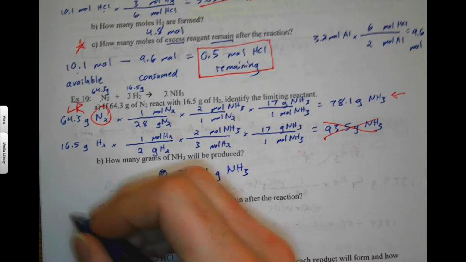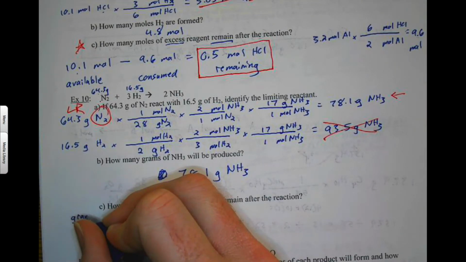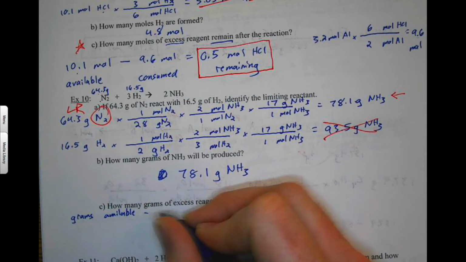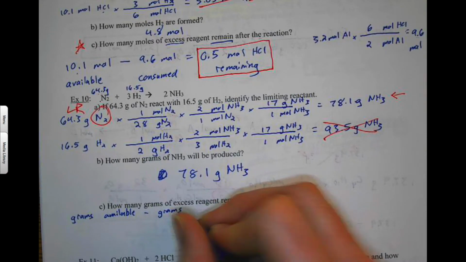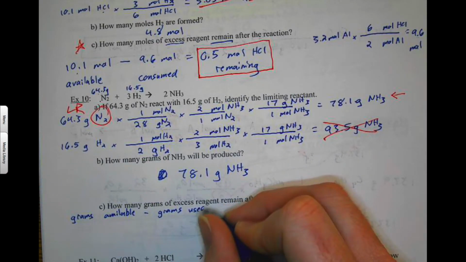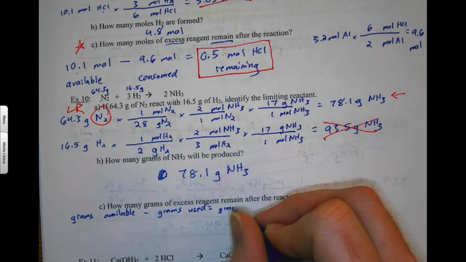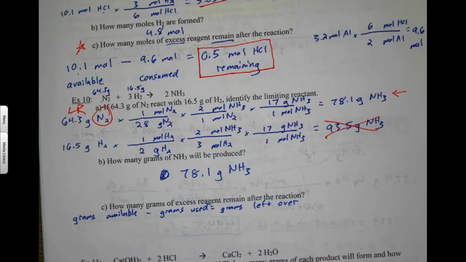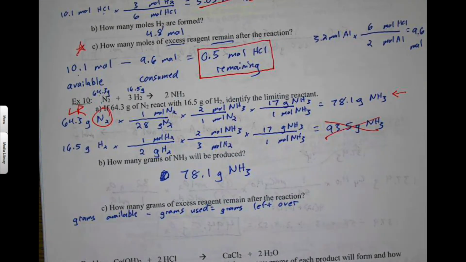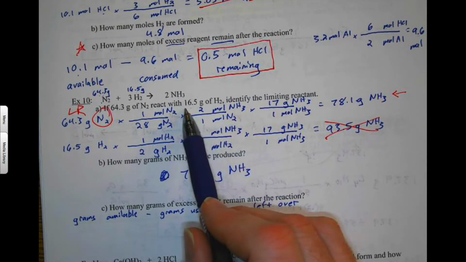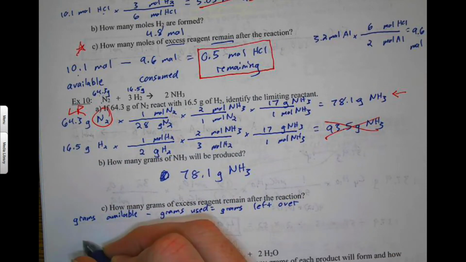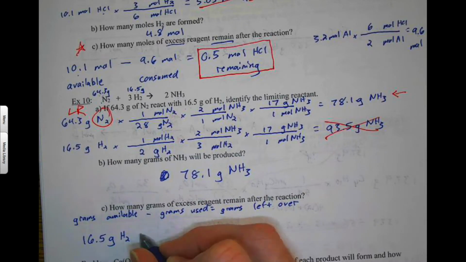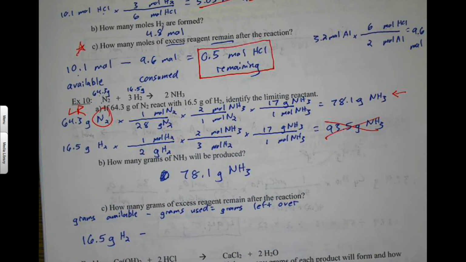So again, we're going to have to find grams available, and we're going to have to subtract the grams used to find the grams left over. Okay, the grams available is easy. That's given in the problem. We were given 16.5 grams of hydrogen. So that's going to be 16.5. Okay? And then we're going to have to subtract the grams used.